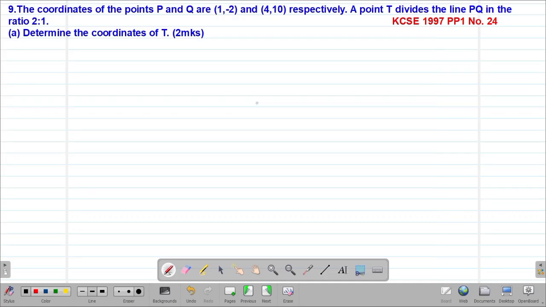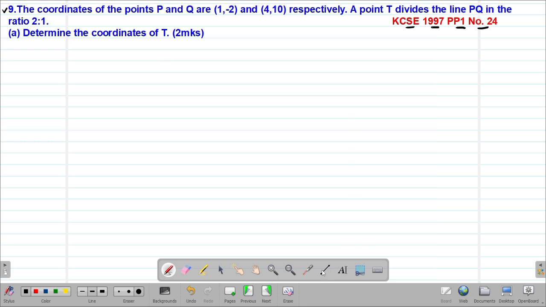Welcome to today's class. It's our 10th lesson on a given Form 2 mathematics topic called equations of a straight line. So we are looking at our 9th example, which is a past KCSE question tested in 1997, paper 1, question number 24. It reads that the coordinates of the points P and Q are (1, -2) and (4, 10) respectively. A point T divides the line PQ in the ratio 2:1. So part A of the question, we are required to determine the coordinates of the point T.